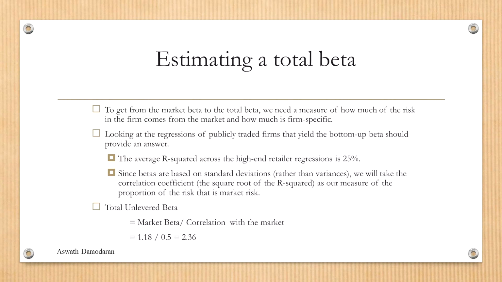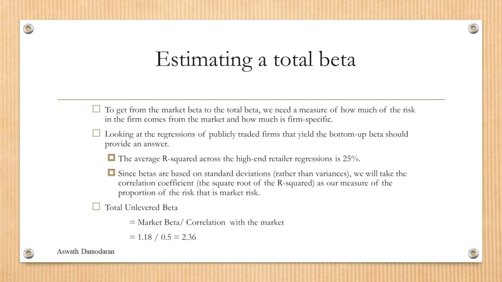So now let's take a look at total beta. To get from market beta to total beta, we need a measure of how much risk in the firm comes from the market and how much is firm specific. We can look at a regression of publicly traded companies and the average R squares. Our average R squared across the high-end retailer regression is 25%, which means 25% of the variation in stock return can be explained by market risk. However, it only explains 25%. What about the other 75%? 75% of the risk is firm-specific risk.